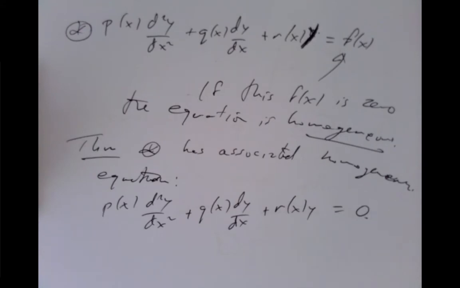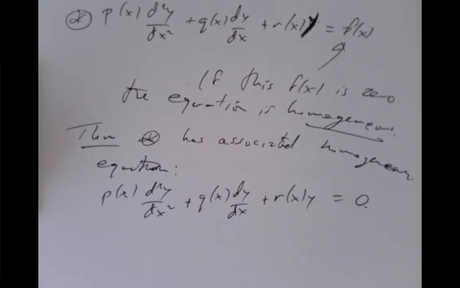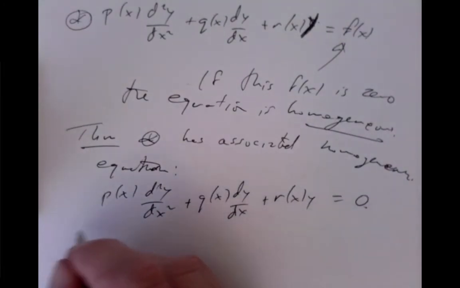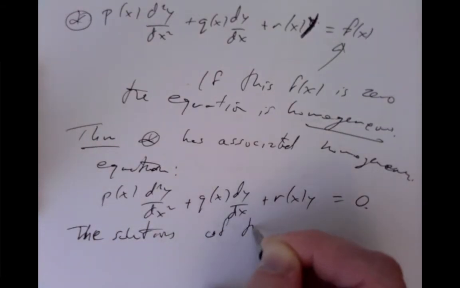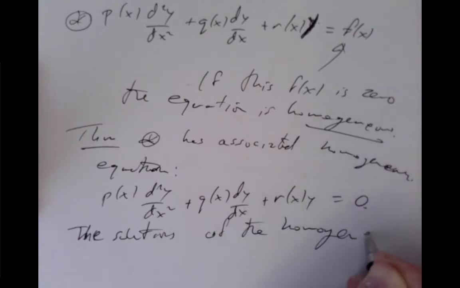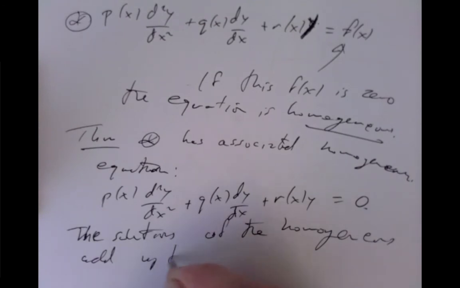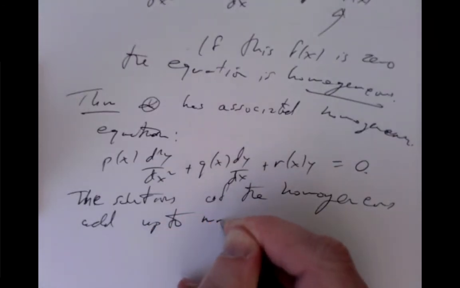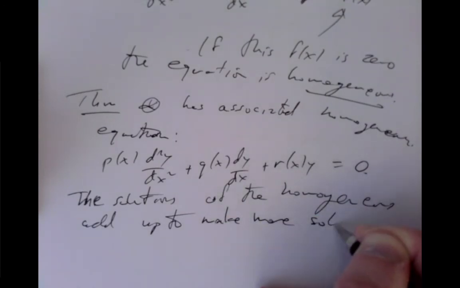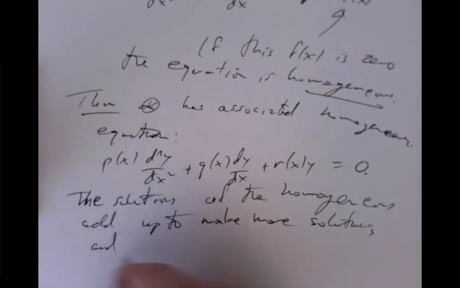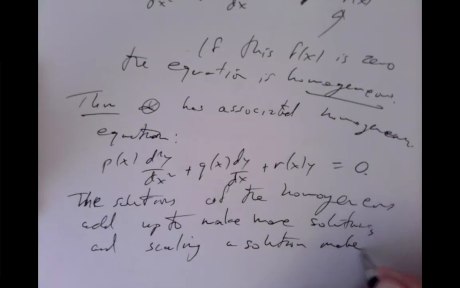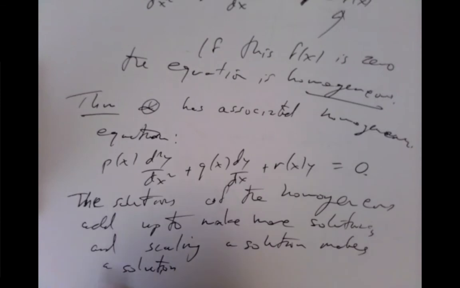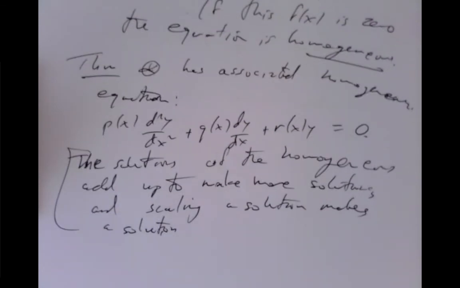And in fact, the result is simply that the solutions of the homogeneous add up to make more solutions. You take two solutions, you add them, you make another solution. So you can add solutions, and scaling a solution of a homogeneous makes a solution. So those are facts about the homogeneous, that you can add solutions to solutions and get more solutions, and you can scale solutions and get solutions. So that's the first fact, which is useful here.